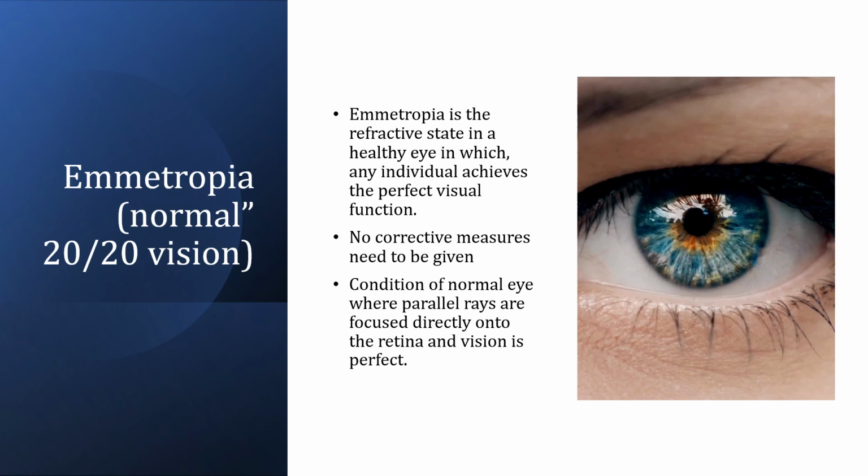Emmetropia occurs when the length of the eye and its optical power are in perfect balance. It is unclear why some people's eyes develop this perfect balance, though researchers believe that genetics, brain activity, and visual input in the environment all play a role.